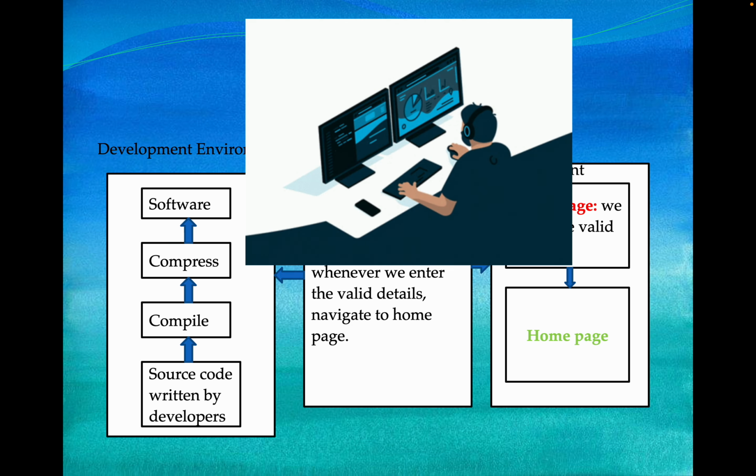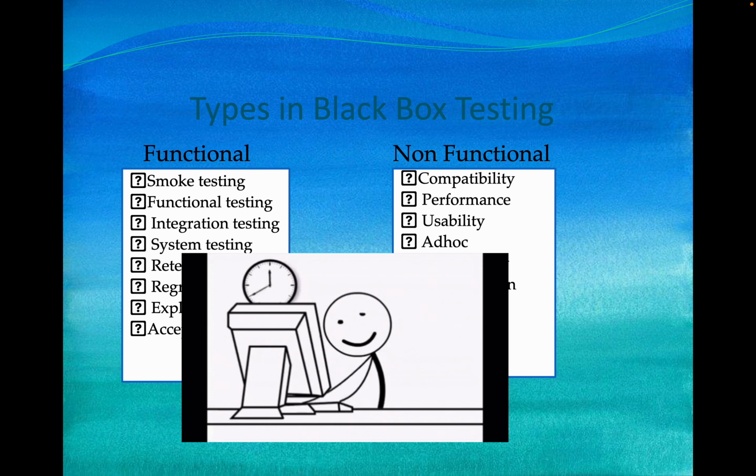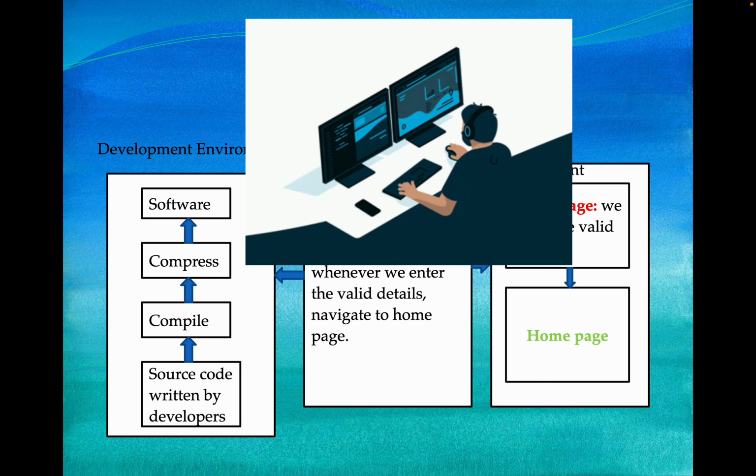So in this case of black box testing, we have an integrated development environment with the source code written by developers. We compile the source code and compress it to come up with the software. That is, we have already performed white box testing, and we set up the integrated development environment to conduct black box testing.